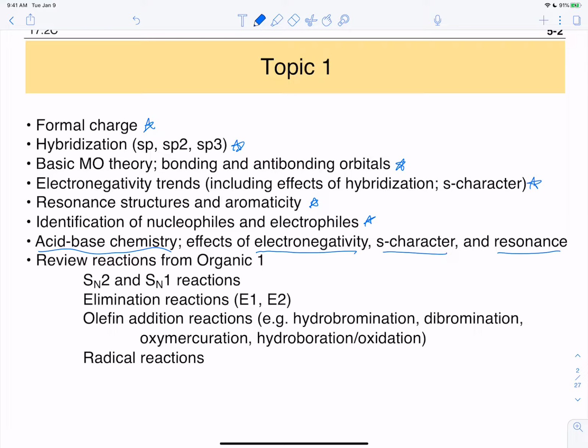There are also a variety of reactions that we use fairly frequently in this class. These are SN1, SN2, your elimination reactions, different types of olefin addition reactions, and a few radical reactions. These are summarized in a handout I've posted. I made a summary of the different reactions from the early topics, including some of these ones from Organic 1, and that also can be found in the final folder on Canvas.